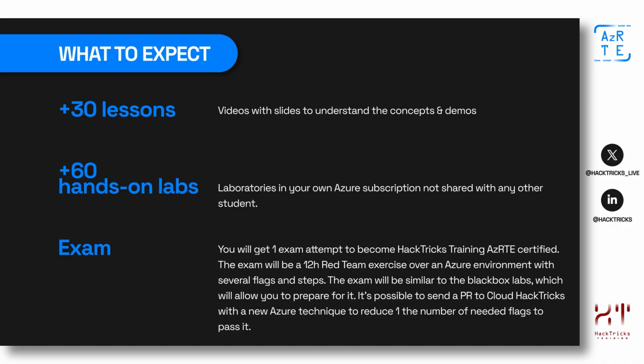It is possible also to send a pull request to Cloud HackTricks with a new Azure technique to reduce the number of needed flags to pass it. Of course, this pull request must show a high level of expertise in Azure in order for us to approve it, and reducing the needed number of flags to pass the exam. It should contain newly discovered attacks or vulnerabilities in Azure that aren't known yet by the community. If you are interested in this, feel free to ask us, or in the course you will be finding a lesson that will give more information about this.